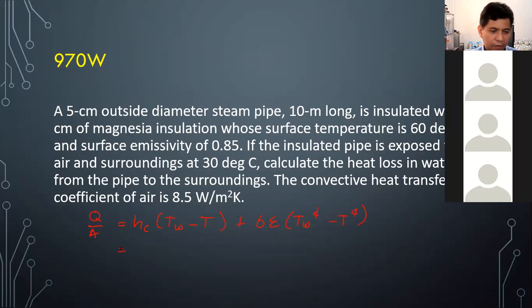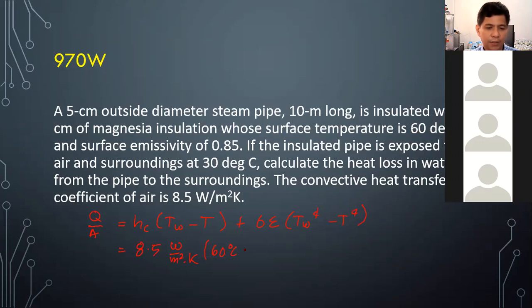So, yung HC muna natin. So, 8.5 watts per meter squared per Kelvin. Tapos yung mga temperature natin, di ba? 60 at saka 30. So, 60 minus 30 lang yan.